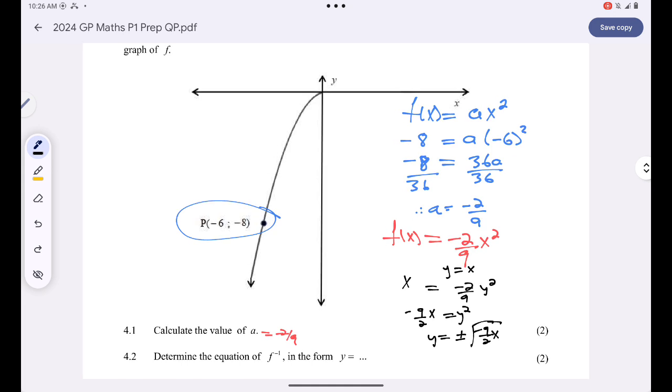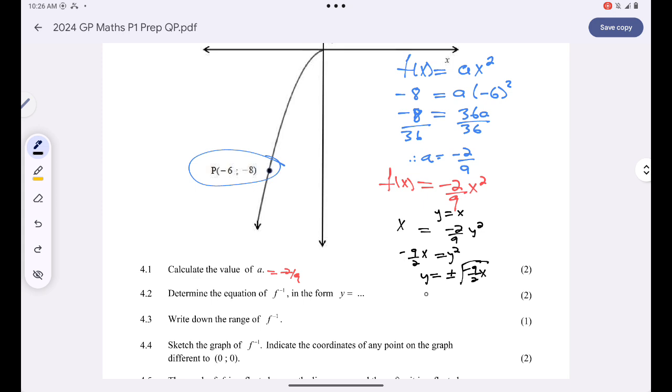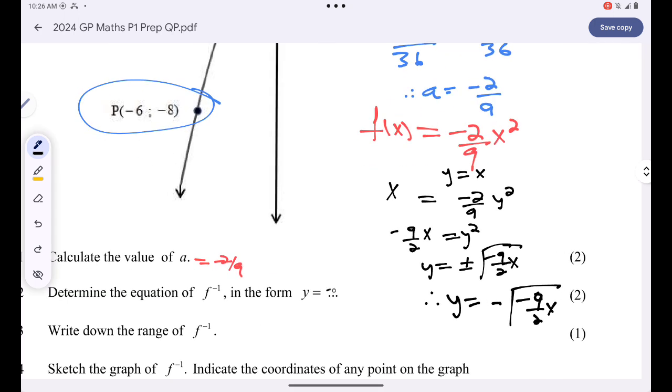And since guys our function was below the x-axis, so is our inverse function. Together, so our inverse function will simply be y is equal to negative square root of -9 over 2 multiplied by x. So this will be the equation of our inverse, negative square root of -9 over 2x. Our inverse will simply be this.